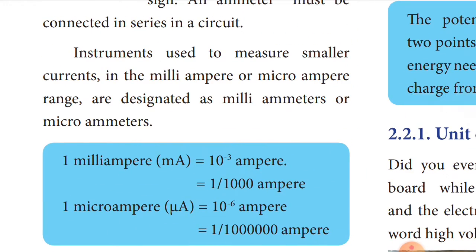See the values, children. 1 milliampere, mA means milliampere, 10 power minus 3. That means 1 by 1000. 10 power 3 means what? 1000. So 10 power minus 3 means 1 by 1000. And next one is microampere. The micro symbol is mu, so muA means micro, 10 power minus 6 ampere. 10 power minus 6 means 1 by 1 followed by 6 zeros.